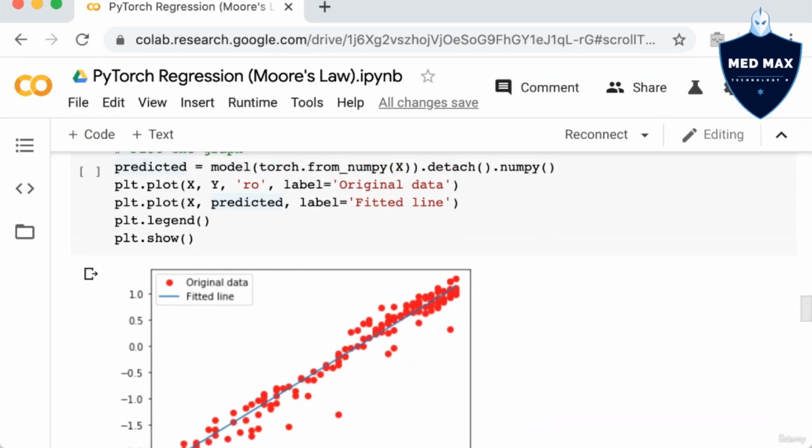Next we're going to plot our line of best fit. Again, this is the same as before, so there's no need to explain this code again. As you can see, our line is indeed a line of best fit.